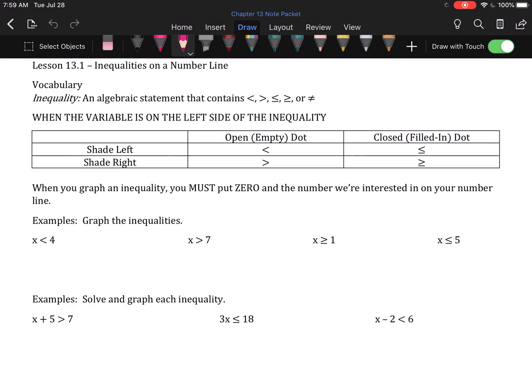In the first lesson, we're going to talk about inequalities on a number line. So an inequality is an algebraic statement. That means there's going to be a variable. Algebraic means there's going to be a variable that contains a less than symbol, greater than symbol, less than or equal to symbol, greater than or equal to symbol, or a not equal to symbol.